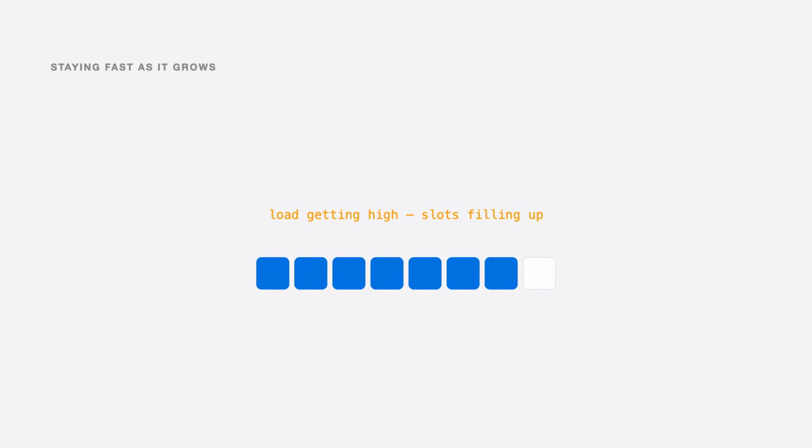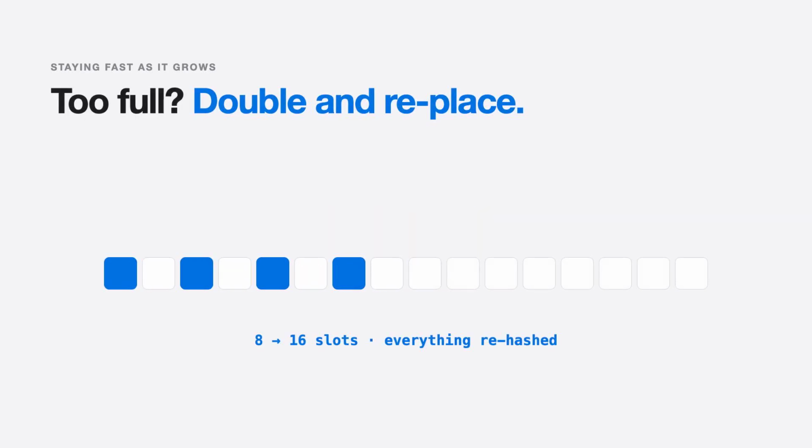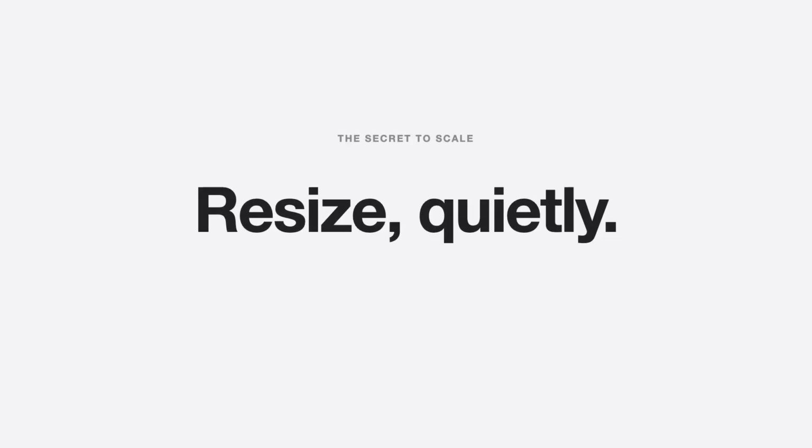And they only stay tiny if the table isn't too full. So when it fills up, the map quietly doubles in size and replaces everything. That resize is the secret to staying fast even as it grows to millions of items.